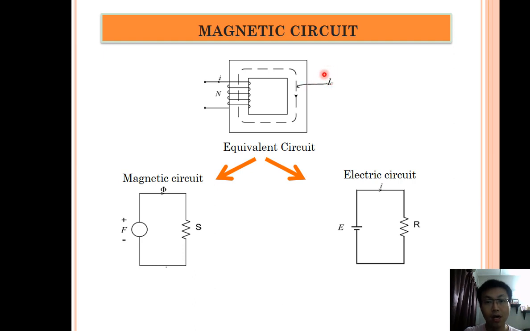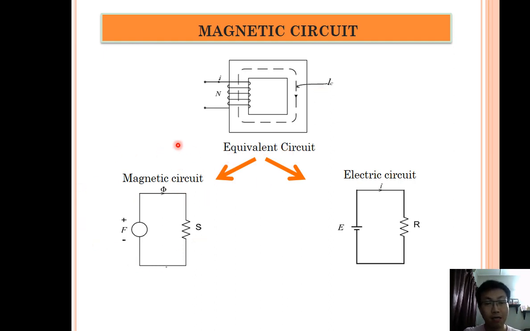And this is Lc. Lc is the mean path length. The flux flows from this point at the beginning and then goes back to this point. This is the total length. We can put in an equivalent circuit. We would like to make the engineering problems become simpler, so we put in an equivalent circuit.